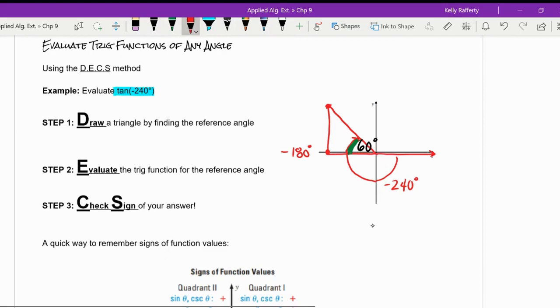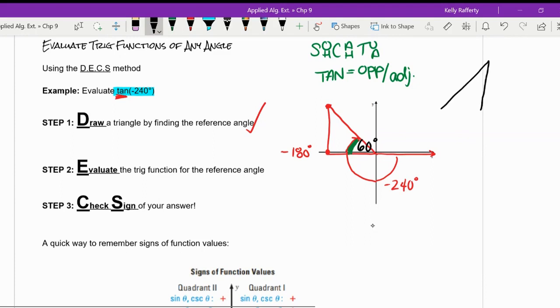So now, step one is our biggest step. We drew our triangle and found our reference angle. Once you're there, we evaluate the trig function. We're trying to do tangent, which is the OA in SOHCAHTOA, so we need the opposite over the adjacent. Now without a calculator, we will only have 30, 60, 90 reference angles, or 45, 45, 90 reference angles. So you need to remember these special triangles that we've hopefully been hammering in.